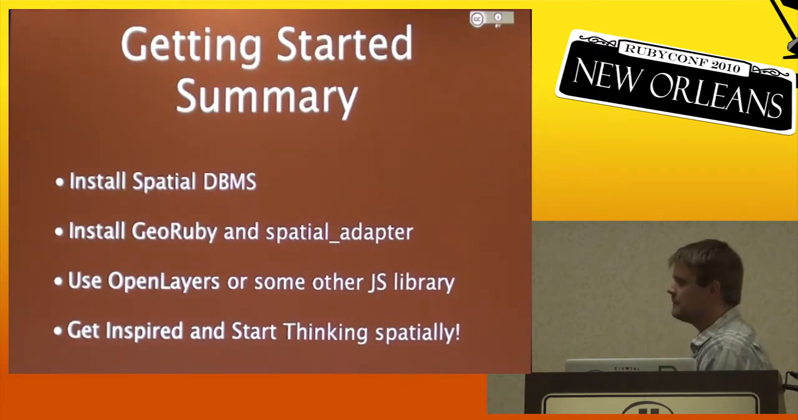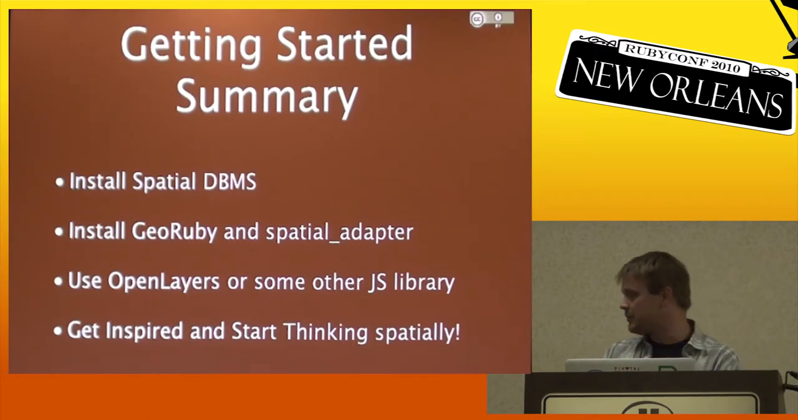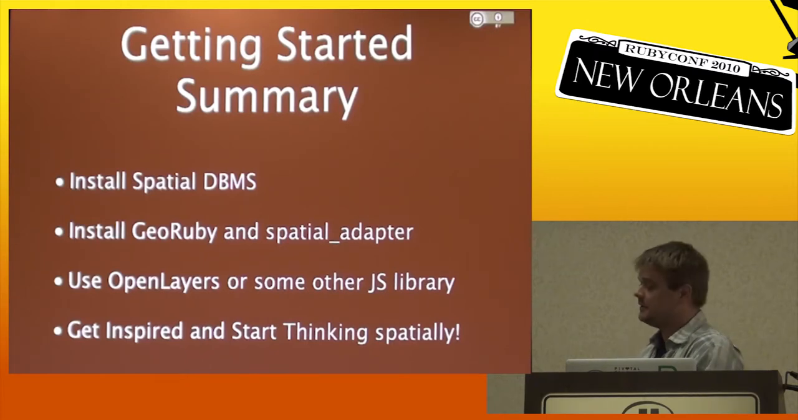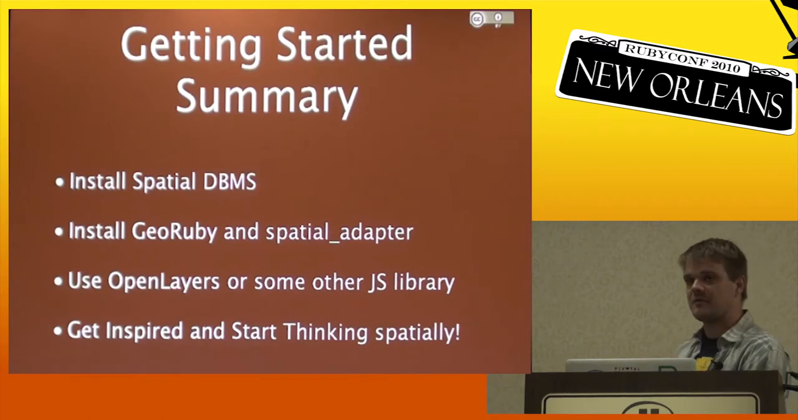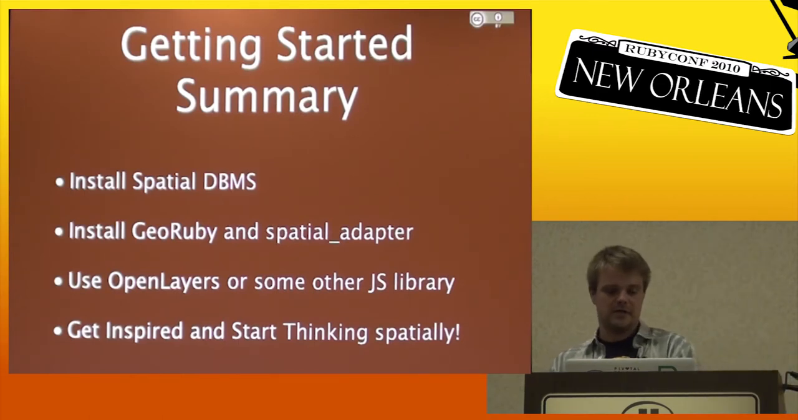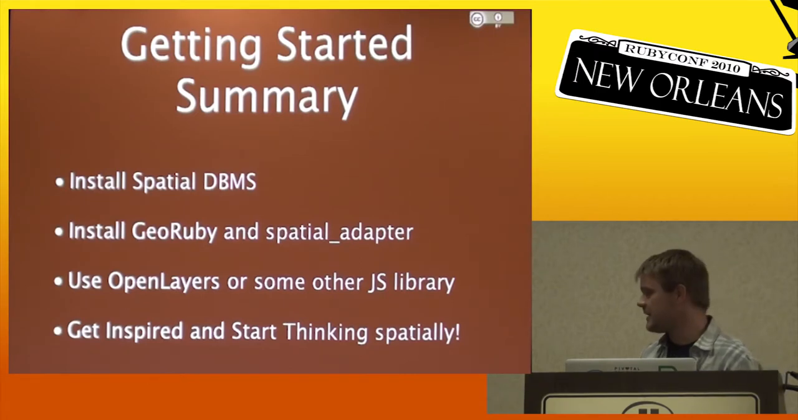So, if you're going to walk out of this room and get started with spatial programming today, these are the four things you need to do. Install your spatial DBMS, get GeoRuby and Spatial Adapter, find some kind of visualization library. I would suggest you use OpenLayers, or if you are feeling lazy, go over to GeoCommons and try to use their web-based API. And then look for some inspiration and get started thinking spatially.